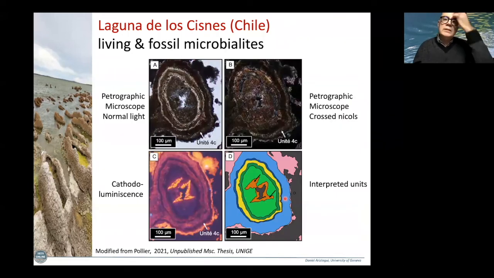What you see here is almost an ooid distribution with different compositions. This is a petrographic microscopic view under normal light. This is under crossed Nicols, and this is under cathodoluminescence. And what you see here is that they have very different mineral compositions. This is what allows us to make an interpreted view of these different compositions.